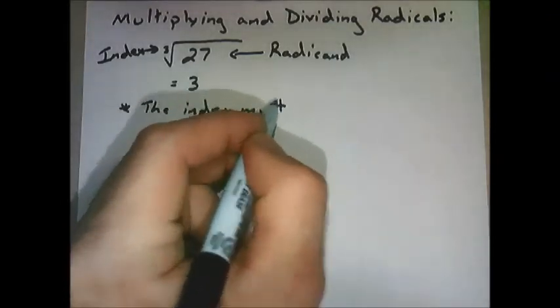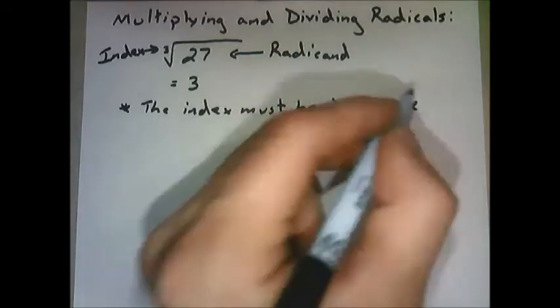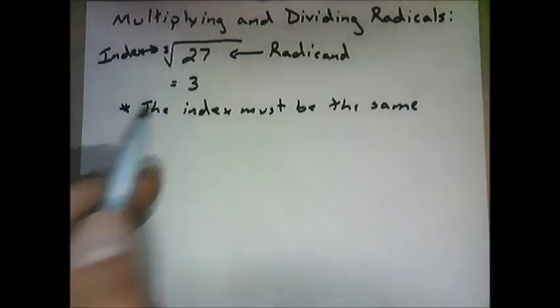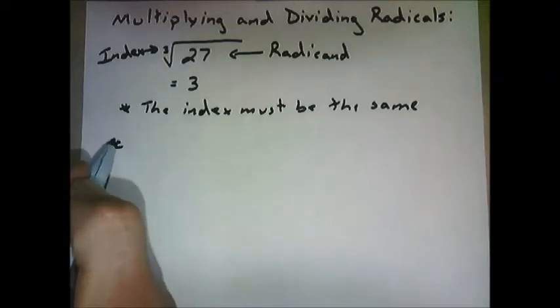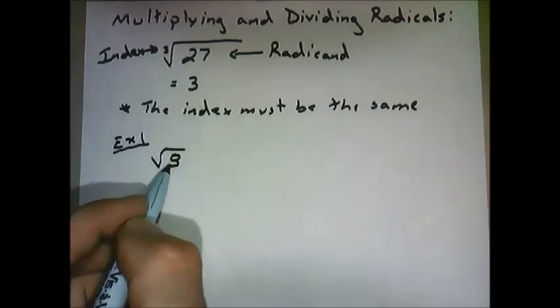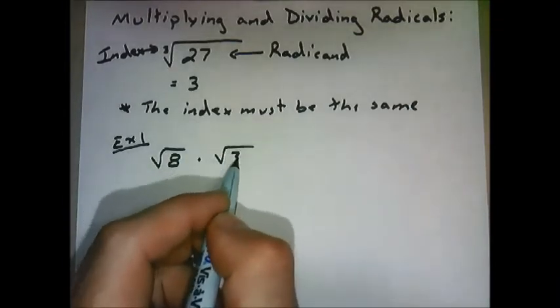It must be the same in order to multiply and divide radicals at this point. Later on, we'll look to see when they're not the same and what we can do about that. But at this point, we're going to make sure the indices are the same. So let's look at example 1. We're going to take the square root of 8, and we're going to multiply it to the square root of 32.